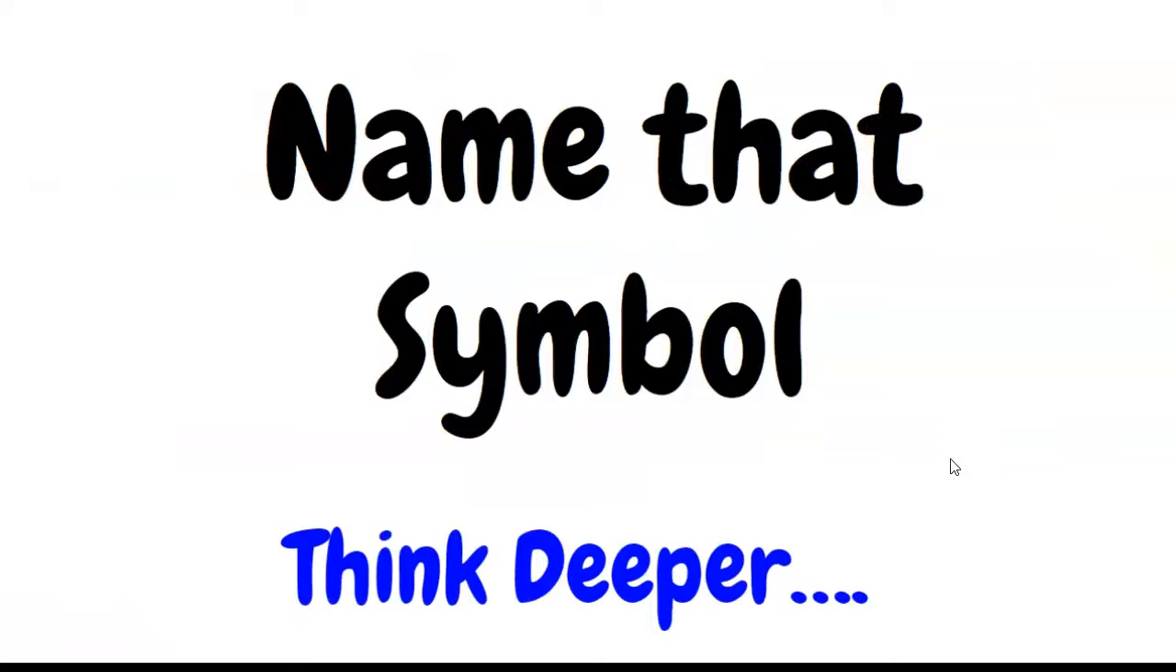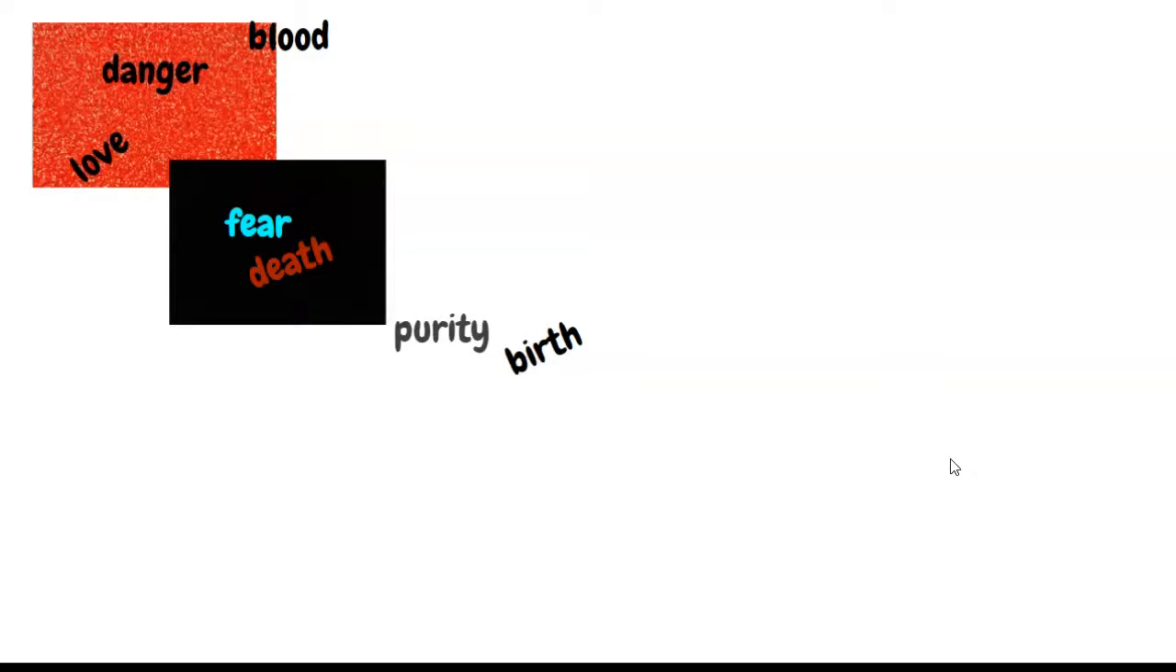So now let's go a little deeper. We'll think about some symbols that we actually might see or read about in literature. Red. When you see the color red, or when something is described as red, what are some things that come to mind? Red can be seen as danger, blood, love. How about the color black? When you're reading a story and something's described with the color black, fear, death. Now let me ask you this. Birth, purity. What color do you think is associated with winter? Of course, white.